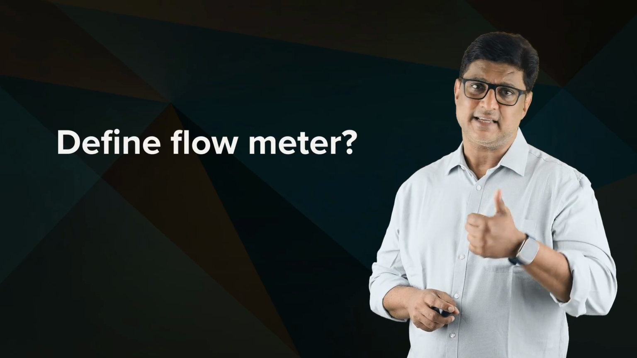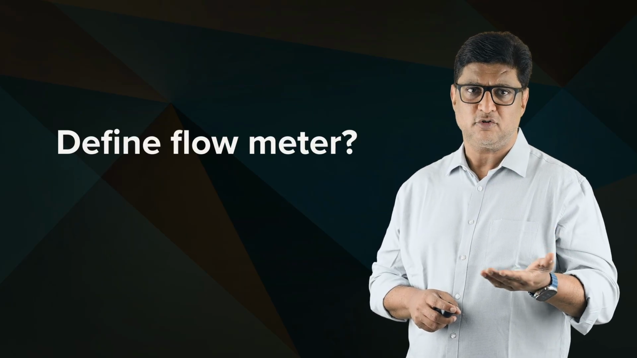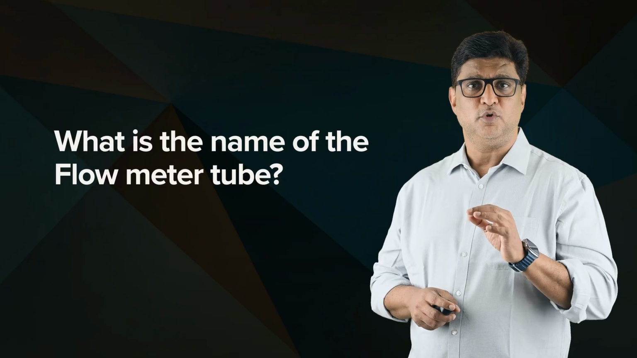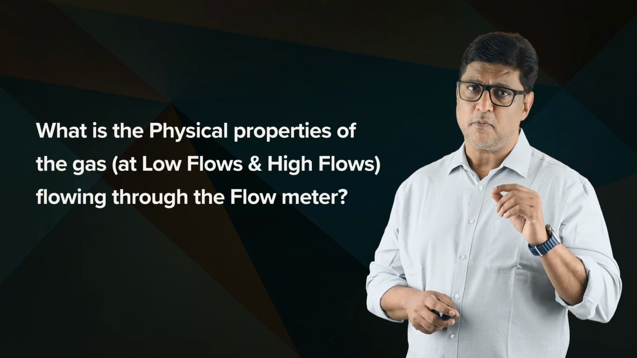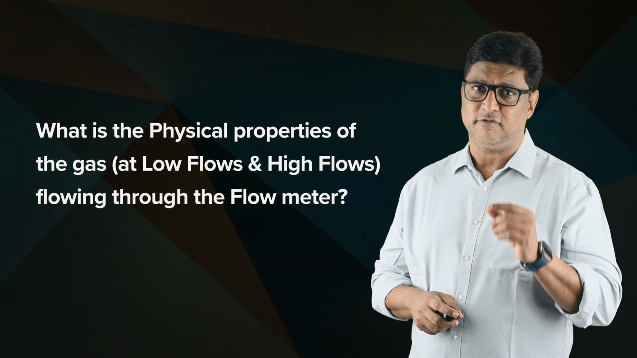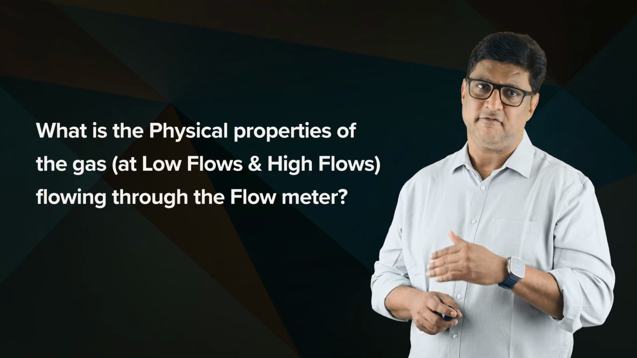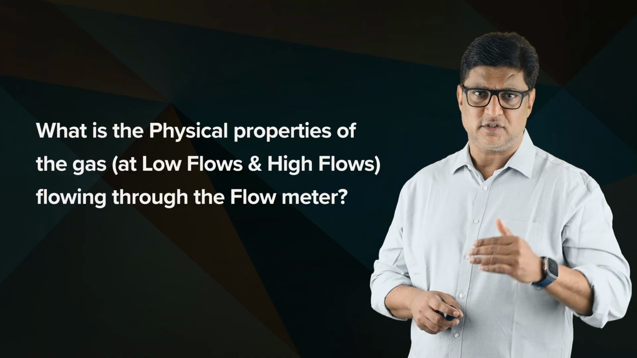The first question is, what exactly is a flow meter? That is a definition that you have to know. What's the name of the tube used inside the flow meter? And what are the principal properties of the gases that affect the flow both at low flows and high flows? Let's take each question step by step.